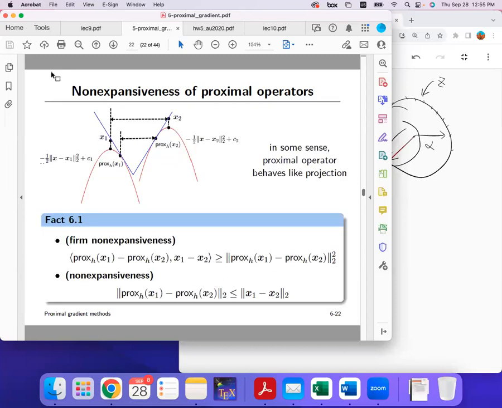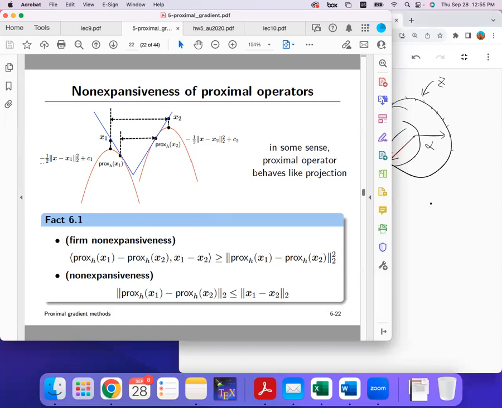Therefore, the projection operator, right? If you replace h by the indicator function of a convex set, then this becomes projection, and then the first bullet will imply that even for the projection operator, the first inequality holds. Which is a stronger condition than the non-expansive condition.